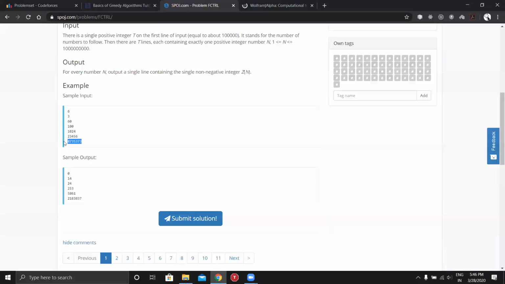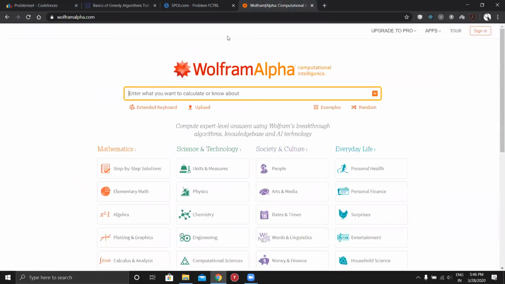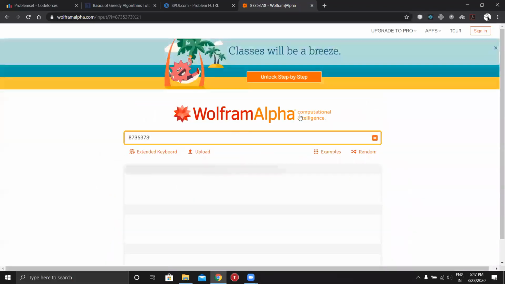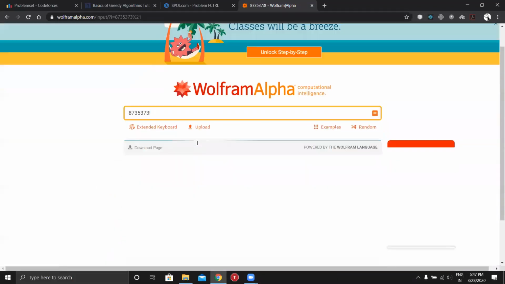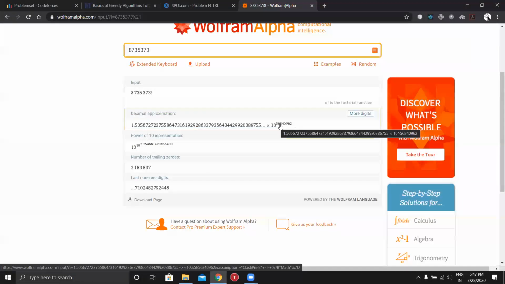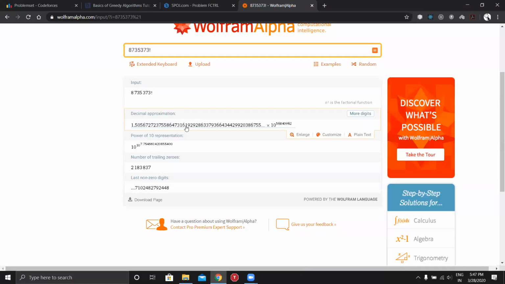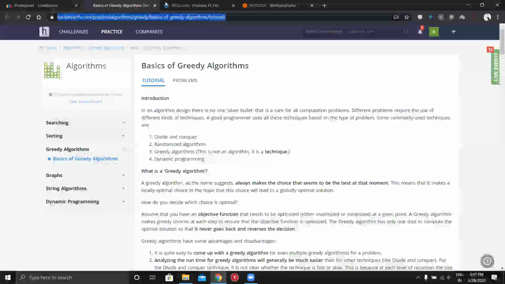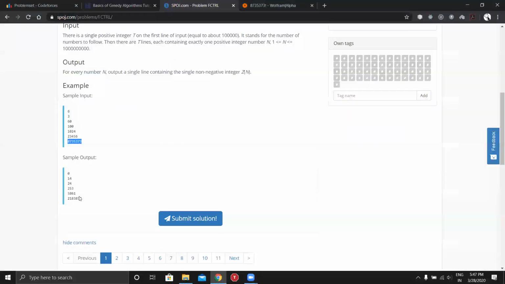Now the question is printing the factorial of this number. Factorial, it will probably give me the answer. Let's see. Yeah. Now this is how big the number is. Okay, 10 raised to 5, 7, 8. It's literally so big. Number of trailing zeros 2183, 838, 837. That's what you have to print out. The number of trailing zeros is what you have to print out.